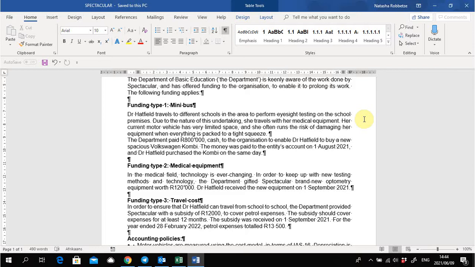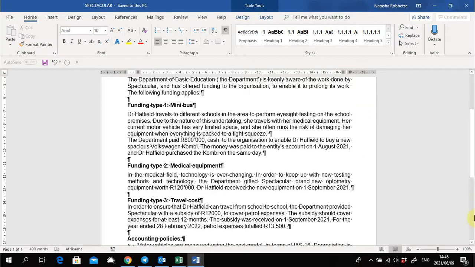Then funding type 2 is medical equipment. In the medical field, technology is ever changing. In order to keep up with new testing methods and technology, the department gifted Spectacular brand new optometry equipment worth 120,000 Rand. Dr. Hatfield received the new equipment on 1 September 2021. So here we typically have, again, a government grant that is asset-based. However, now it's non-monetary because they gifted her the actual asset instead of giving her money to go and buy the asset.